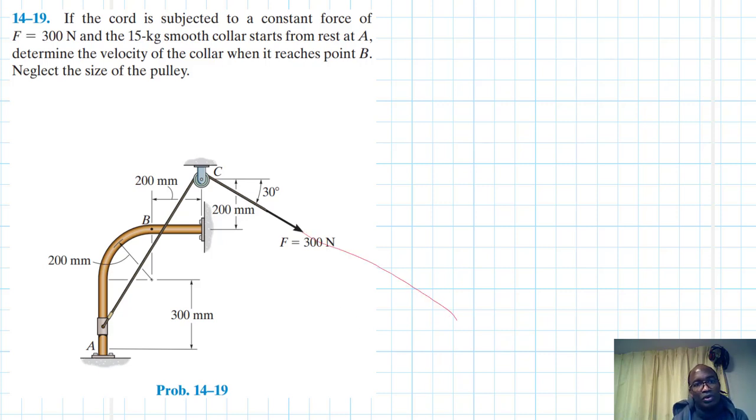Let's say we do have something like this. This is the direction along which our force is going to move, so from that point to that point. And then we have this point here, to this point there. This is the point where the collar will have reached.